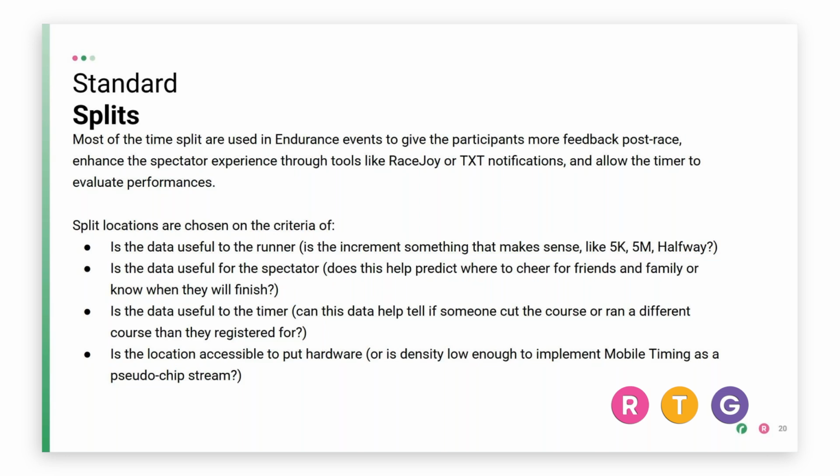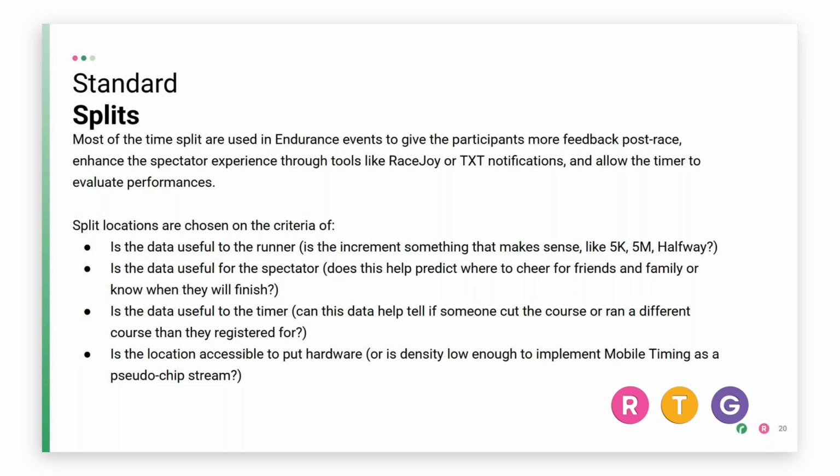Another thing to look for when setting up splits is, is the data useful to you as the timer? Can this help you tell if someone cut the course, if it's on an out and back segment that could easily be skipped? Or is it something on a unique course? Is it something that's on the 10K course only, so you can tell that someone ran the 5K if they missed this? And then finally, is the location for the hardware accessible? Or now we have this option where, if the density is low enough, you could implement mobile timing as a kind of pseudo chip system.